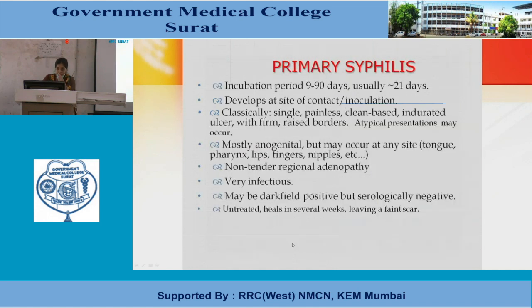So primary syphilis: the incubation period, as I also told you, is 9 to 19 days, usually approximately 21 days. They develop at the site of contact or inoculation, and classically they are chancres, which are single, painless, clean-base indurated ulcers with a thin raised border. They typically present mostly anogenital, but may occur at any site, maybe tongue, pharynx, lips, fingers, nipples, etc.